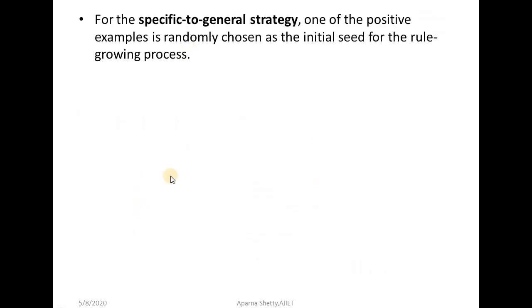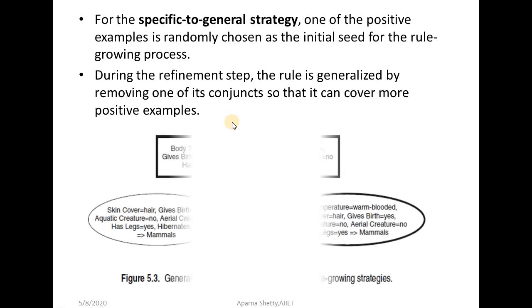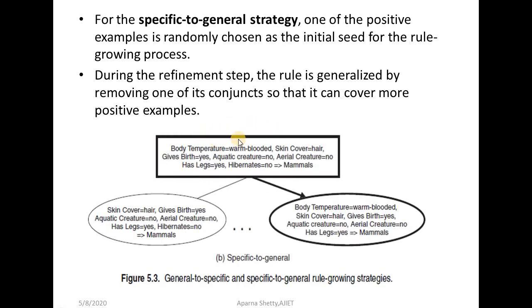Next strategy is the specific to general strategy. In the specific to general strategy, one of the positive examples is randomly chosen as the initial seed for the rule growing process. During the refinement step, the rule is generalized by removing one of its conjuncts so that it can cover more positive examples. So let us directly go for the example so that you understand it better.